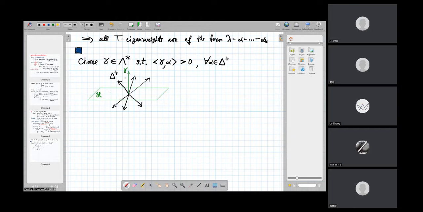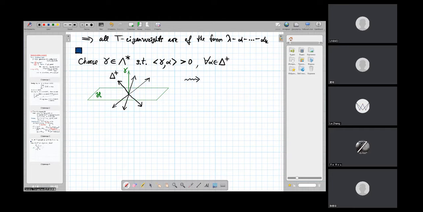This gamma is a vector in the rational vector space over rational numbers, dual to the rational span of the lattice lambda. But if we multiply this gamma by some positive multiple, then we can get a lattice vector. So this gamma can be viewed as a vector in the dual lattice. And this vector, by construction, satisfies the property that its pairing with all positive roots is positive. Okay? And now let me associate a one-parameter multiplicative subgroup with this gamma.